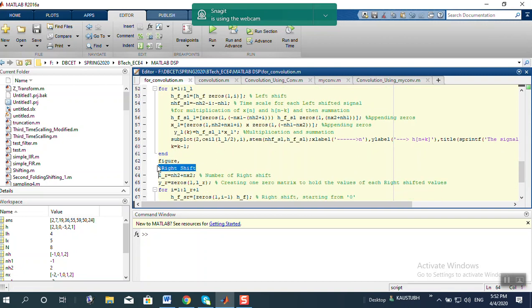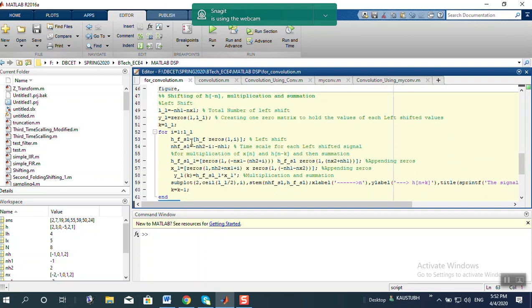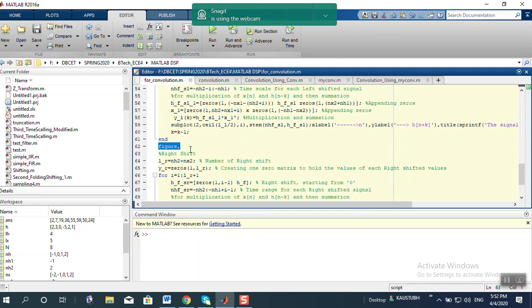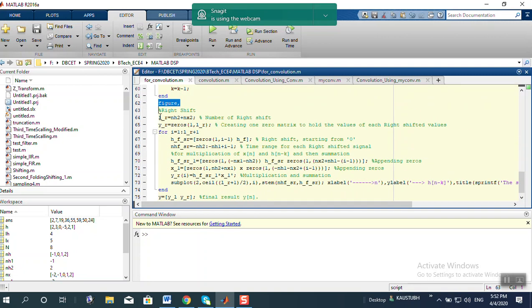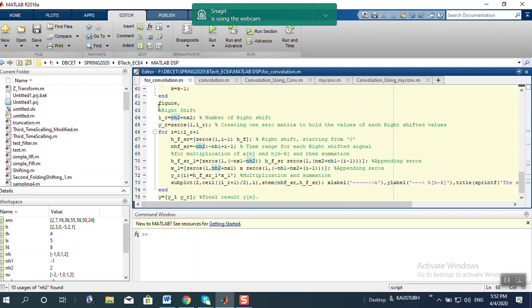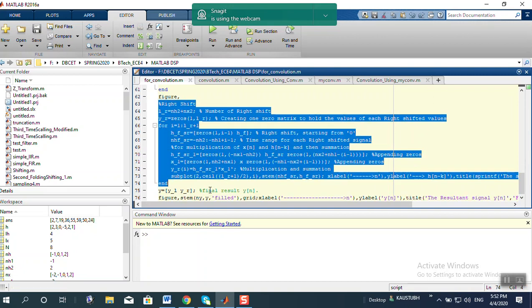So in another figure, this figure is written to create another figure where I am showing the right shift. It is not necessary to make it separately, I am just making it separately to explain. Okay, left shift, right shift. As we did in the left shift, similarly this part is exactly the same as we did in the left shift.